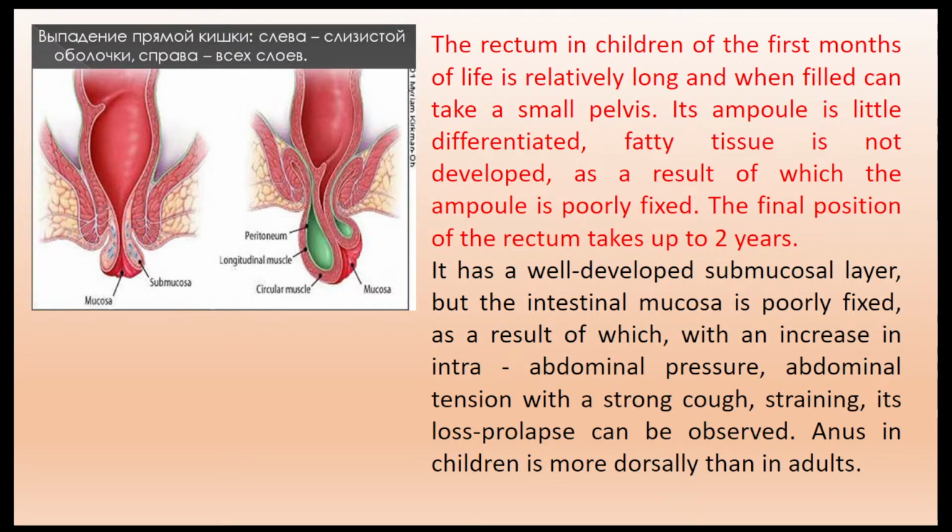It has a well-developed submucous layer, but the intestinal mucosa is poorly fixed, as a result of which, with an increase in intra-abdominal pressure, such as abdominal tension, strong cough, or straining, its prolapse can be observed. The anus in children is located more dorsally than in adults.